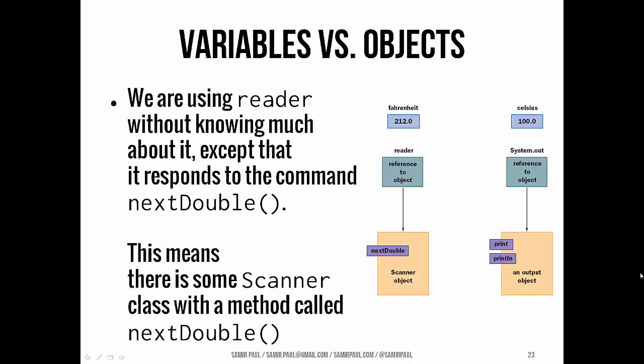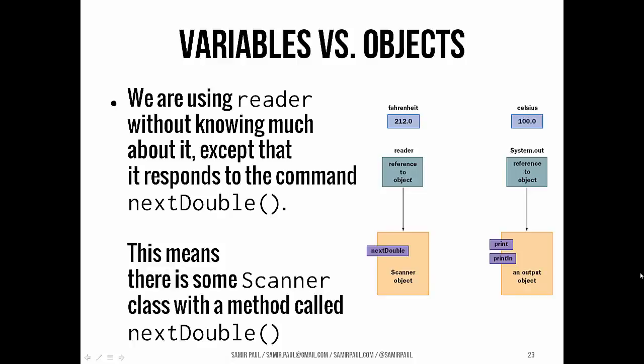If it's helpful, maybe you want to think of objects as sort of bigger than regular variables. We'll talk a little bit more about this in the future, but that may be a helpful way for you to think about it. We're using reader, our Scanner object, without really knowing that much about it, except that it responds to the command nextDouble. We don't know anything about how nextDouble is implemented. We haven't seen the code for nextDouble. We haven't seen what specific things the programmer who wrote it decided to do. All we know is, this is what it does, and we're going to trust it.